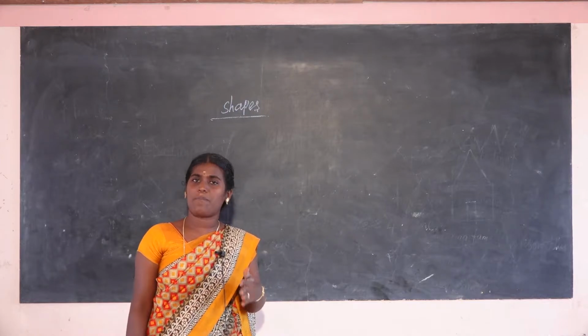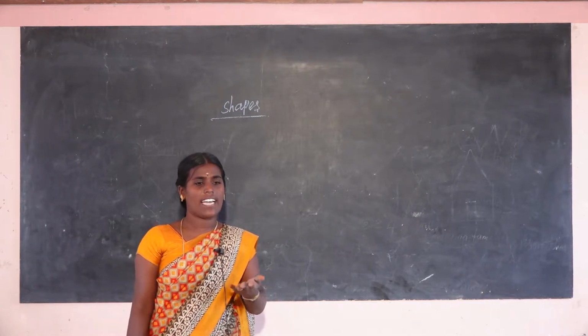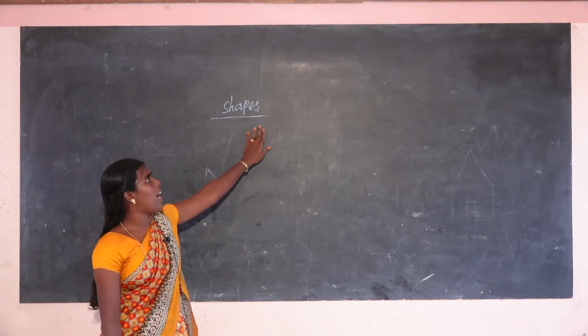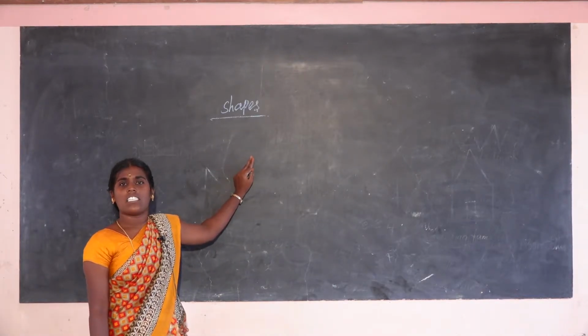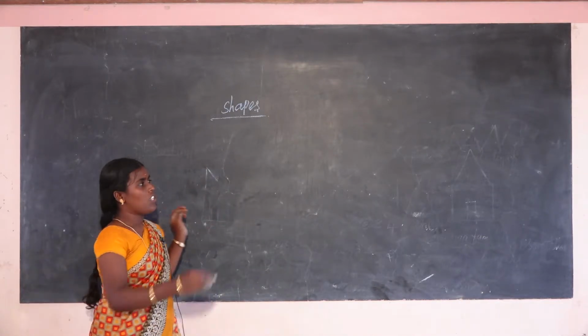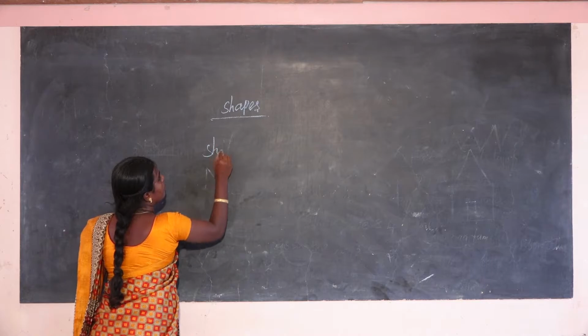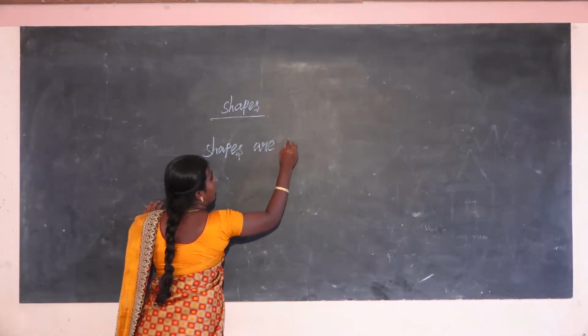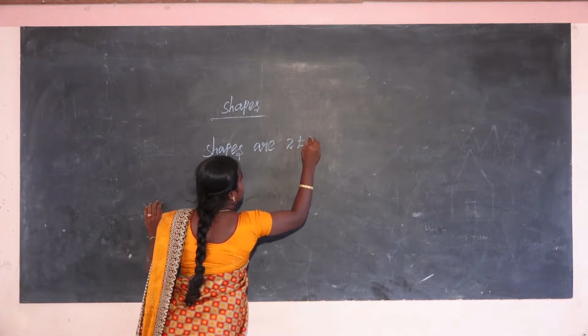Different shapes are there. So today in our class we will learn about shapes. Shapes are of two types. How many types of shapes are there? Two types.